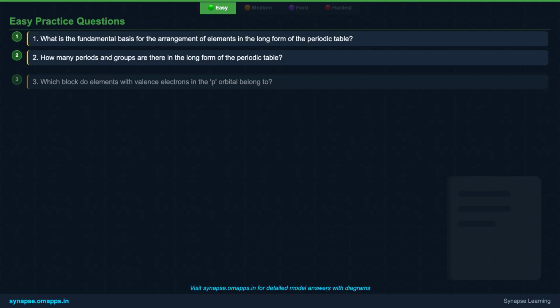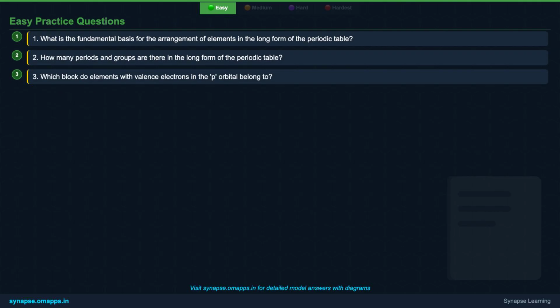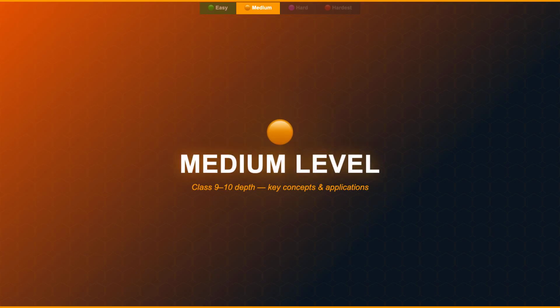Now, let's test your understanding of these basic concepts. Take a moment to pause the video and answer these 3 easy questions. What is the fundamental basis for the arrangement of elements in the long form of the periodic table? How many periods and groups are there? And finally, which block do elements with valence electrons in the p orbital belong to? Good luck! Ready to deepen your knowledge?